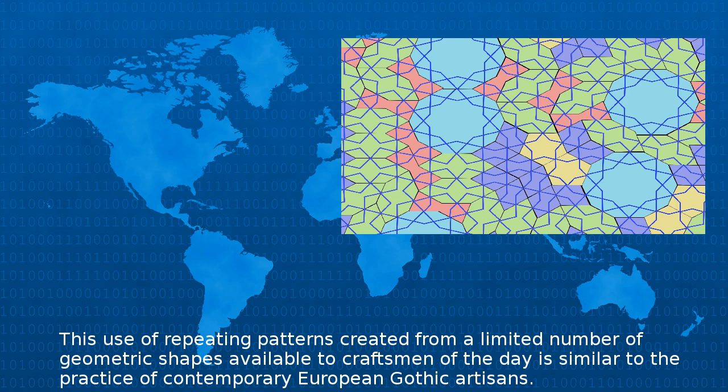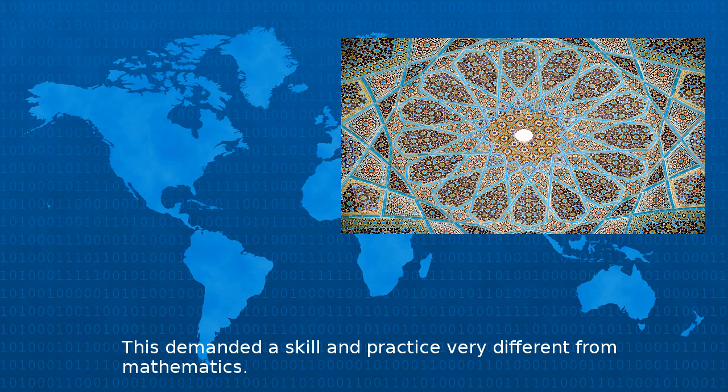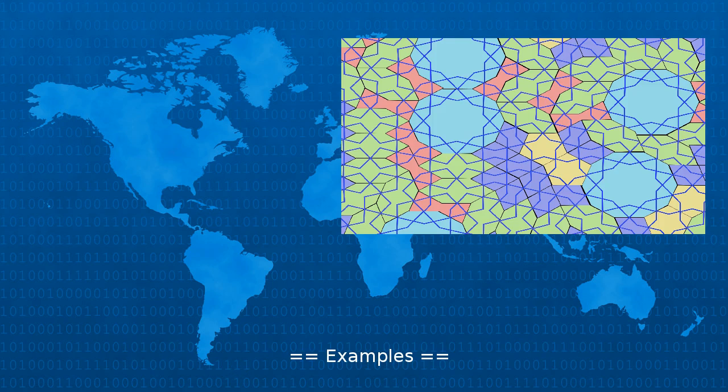This use of repeating patterns created from a limited number of geometric shapes available to craftsmen of the day is similar to the practice of contemporary European Gothic artisans. Designers of both styles were concerned with using their inventories of geometrical shapes to create the maximum diversity of forms. This demanded a skill and practice very different from mathematics.